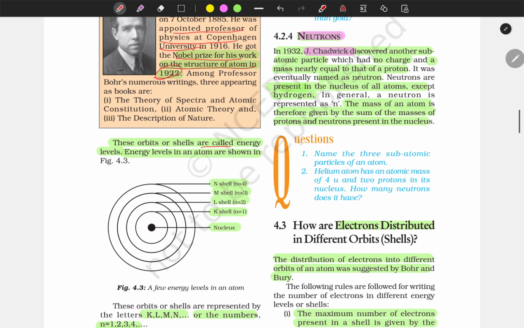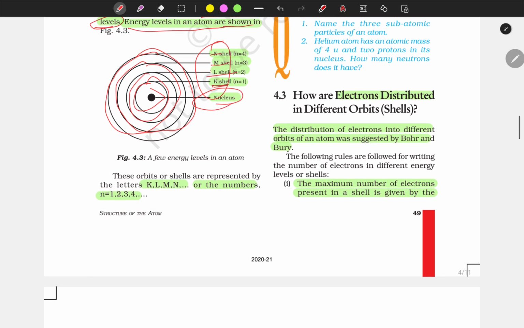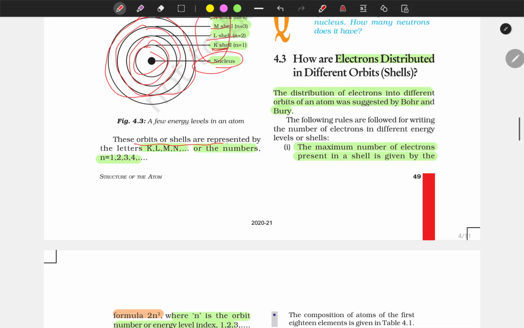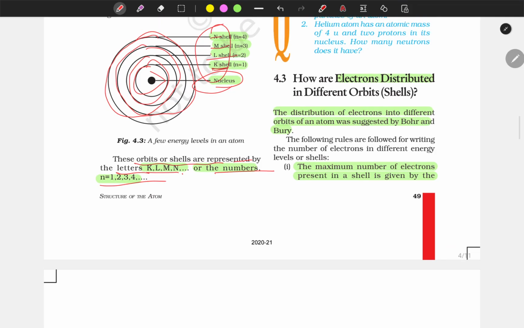These orbits or shells are called energy levels. Energy levels of an atom are shown as different energy levels. The nucleus is there, then the first energy level n=1, K shell, L shell: K, L, M, N. These are the shells, these are the energy levels. When the electrons revolve in these energy levels, they do not radiate any energy. These orbit shells are represented by the letters K, L, M, N and numbers 1, 2, 3, 4.